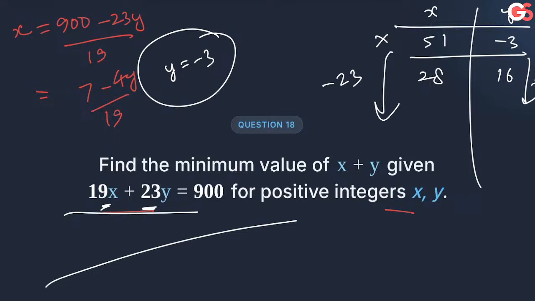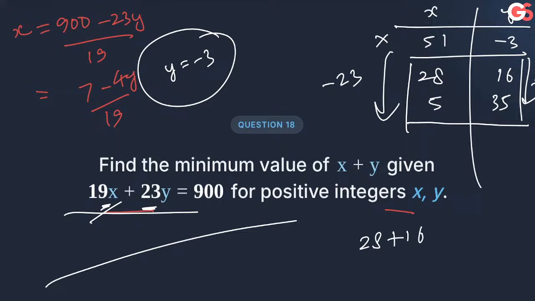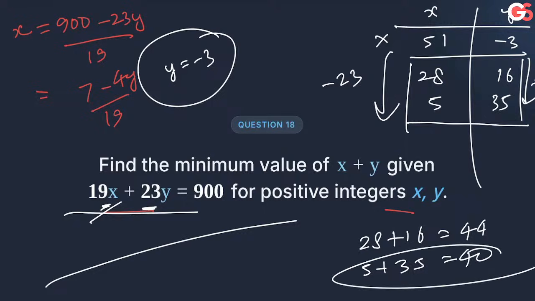Reduce 28 further by 23, I get 5. This increases by 19, I get 35. Okay, if I do it more, it becomes negative, so I have to stop here. So we have only two possibilities: 28 plus 16 which gives me 44, and 5 plus 35 which gives me 40. So 40 is the minimum answer. Clear? All of you got that?